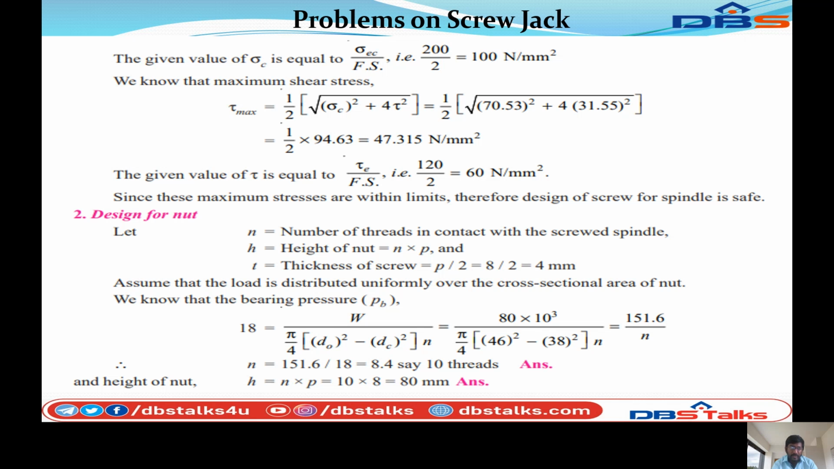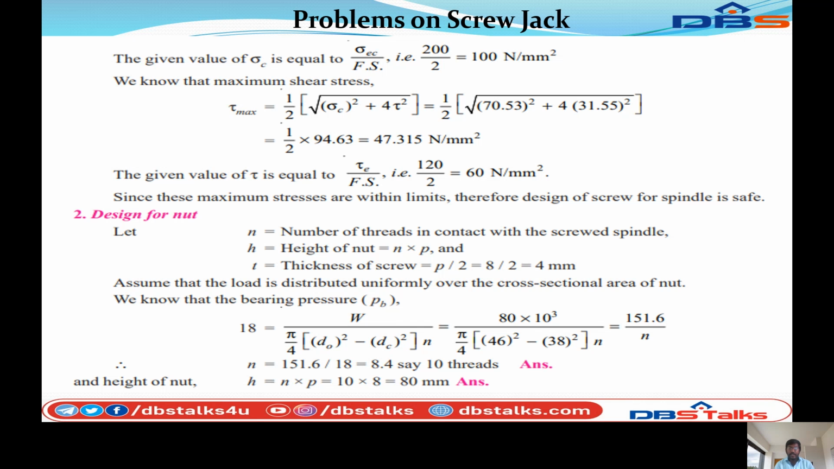So next we can discuss the design of the nut. So what is the design of the nut? Let small n be the number of threads in contact with the screw spindle. Small h is the height of the nut, that equal to n into p, and t is the thickness of the screw, that equal to p by 2. The pitch is already taken in the previous step, pitch is equal to 8, 8 by 2 equal to 4 mm, thickness is 4 mm.